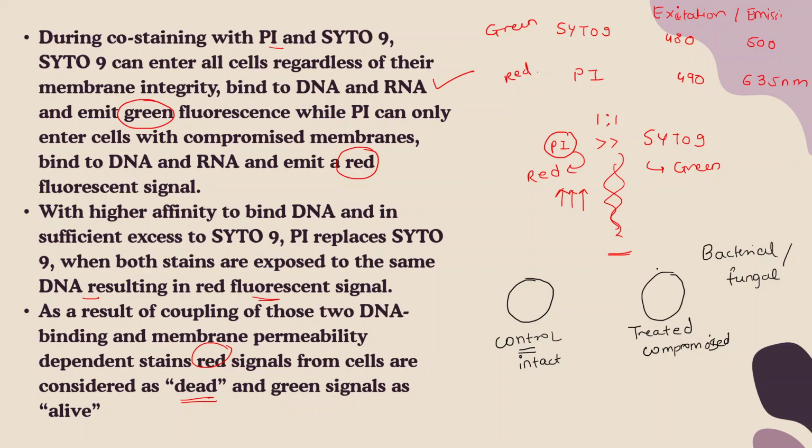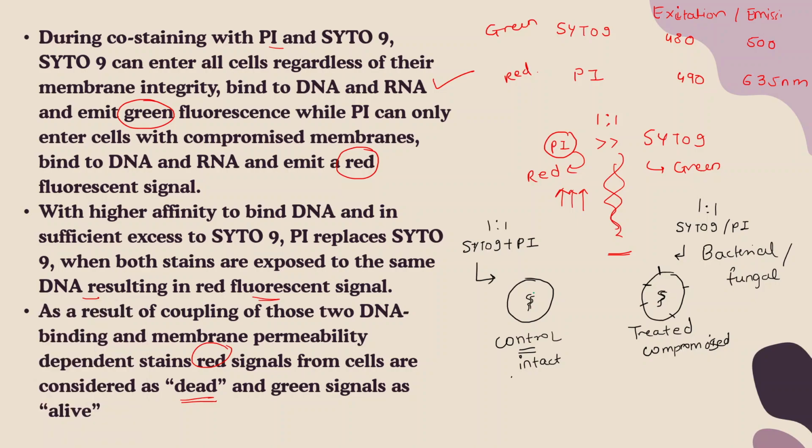So for example, this is the situation and this is your DNA. This is generally a generalized diagram just for understanding purposes. Now I will be treating it with cyto9 and PI in a 1:1 ratio, and also treating the treated one with cyto9 and PI in a 1:1 ratio. So what will happen in this case?